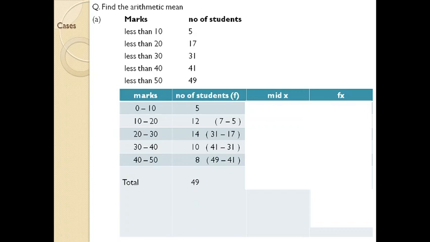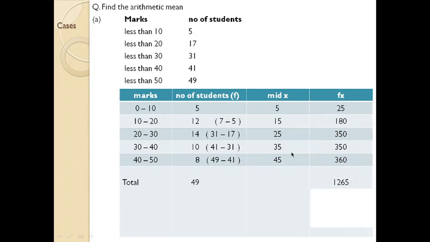Once you have found f, you need to find x, because here the class is given. You need mid-x for further computations. So it is easy to find the mid-x. I hope you all know how to find the mid-x. Next final step, fx. fx means f into x. Here we have computed the value of f and x also we found. So fx means you need to just multiply f and x. So you got all these values and finally you need to take the total of fx, because you need the total of fx as well as f for computing the arithmetic mean.